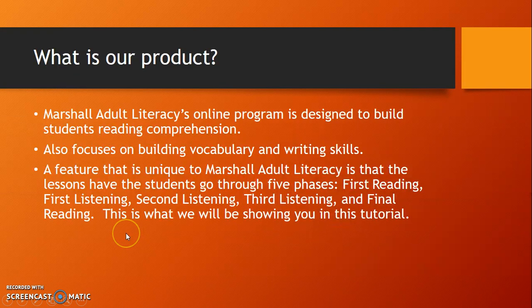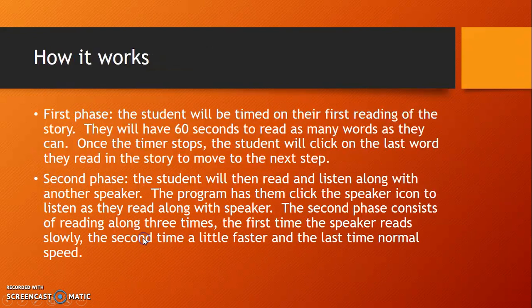What is our product? Marshall Adult Literacy's online program is designed to build students' reading comprehension. It also focuses on building vocabulary and writing skills. A feature that is unique to Marshall Adult Literacy is that the lessons have the students go through 5 phases: first reading, first listening, second listening, third listening, and final reading. This is what we will be showing you in this tutorial.